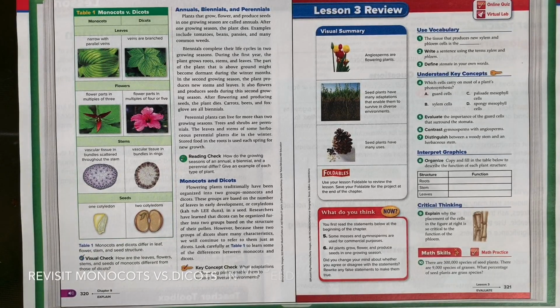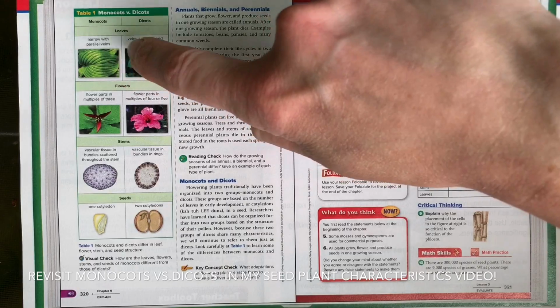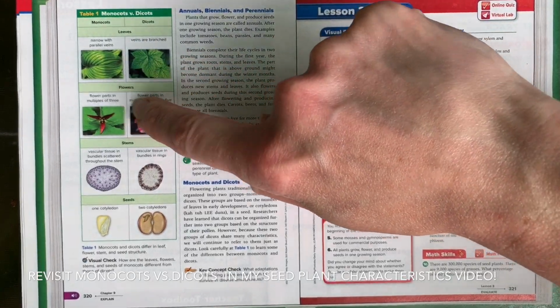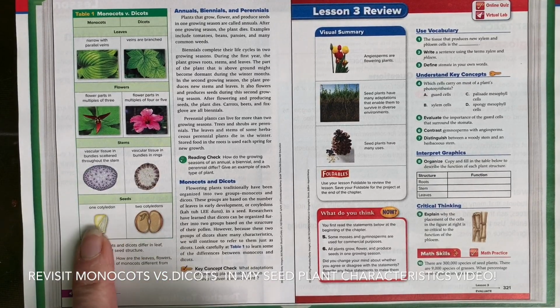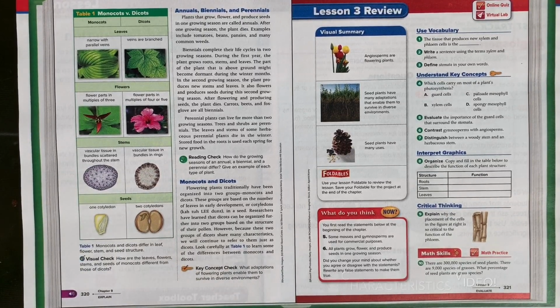Monocots and dicots. Flowering plants are organized into 2 groups, monocots and dicots. And based on the characteristics of the leaves, flowers, stems, and seeds, plants are either considered monocots or dicots.